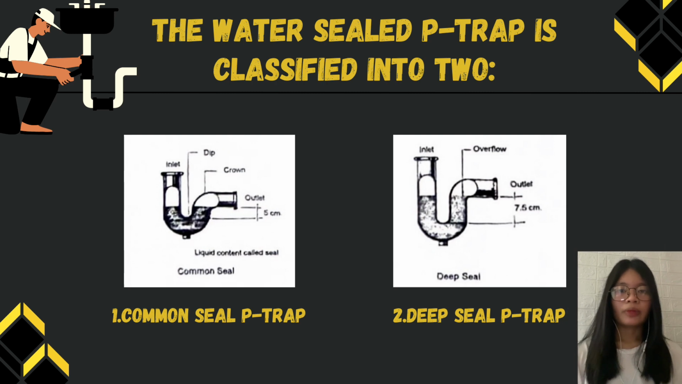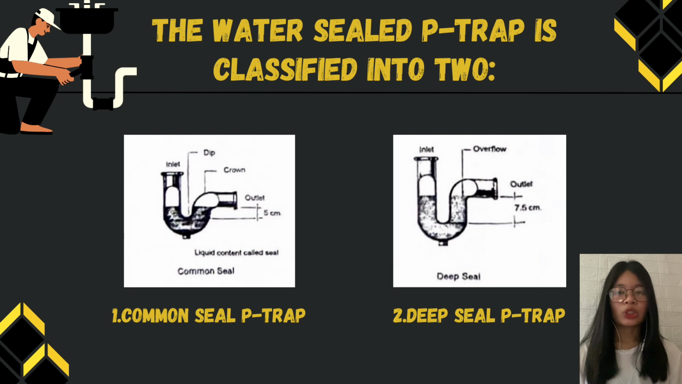Water-sealed P-traps are classified into two. Number one is the common seal. Number two is the deep seal. The common seal P-trap has a 5 centimeter deep water seal between the overflow and the dip, which offers resistance against abnormal conditions only to the amount of pressure that 5 centimeters of water will develop.